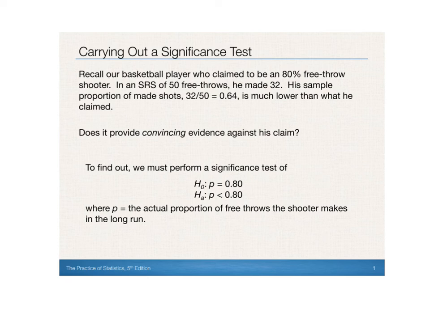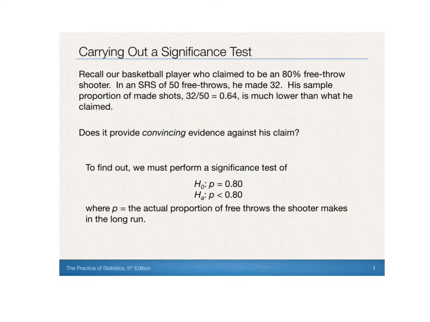Okay, so back to our situation from the 9.1 video, where we had the free throw shooter who claims he's an 80% shooter, and we had a sample where he shot 50 free throws for us, and he really only made 32 out of 50 of those shots, which really is only 64%. So we're going to make a significance test for this situation.